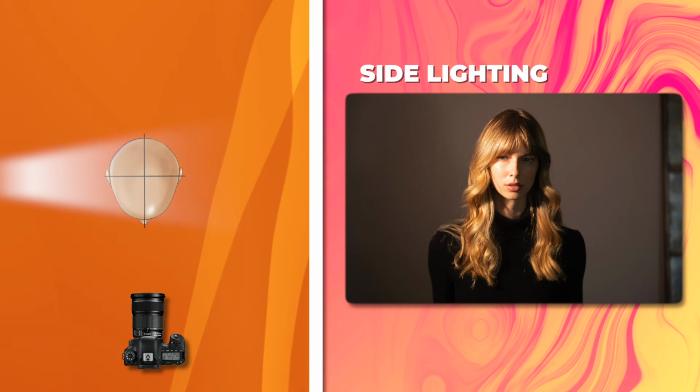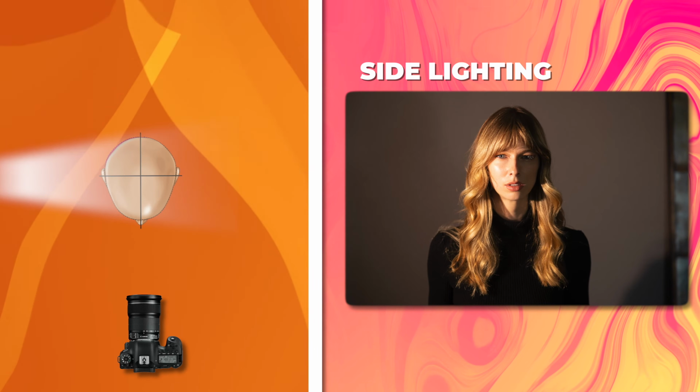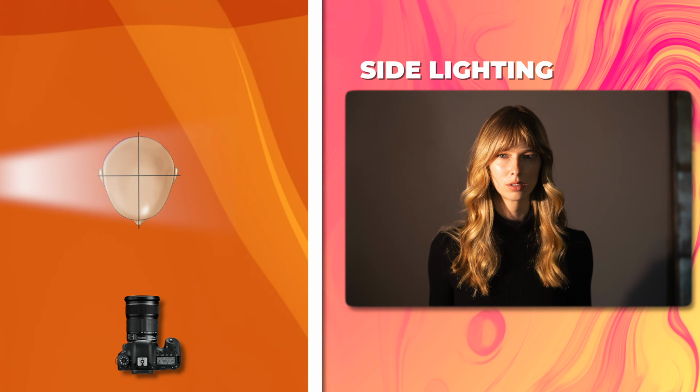Now as you move the light around, let's just say to a 90-degree angle, really on either side, that's your classic side lighting. And when you're looking at your subject's face, you know it's side lighting because the shadow and light line go right down the middle of their face.